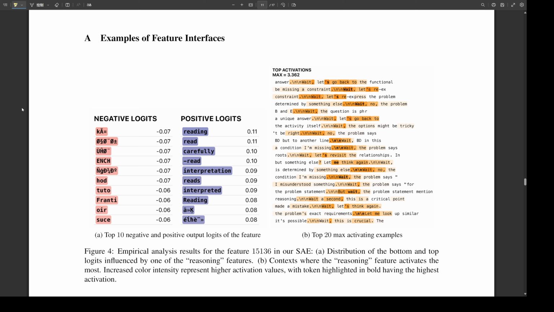And so by looking at the logits that a feature influences, you can see what kind of vocabulary this feature is associated with. Is it associated with reasoning words or something else? And then the third thing they looked at was, does the feature activate across different types of reasoning tasks? So it's not just good at math problems, it's good at other types of reasoning as well. It's a general reasoning feature, not a math-specific feature.